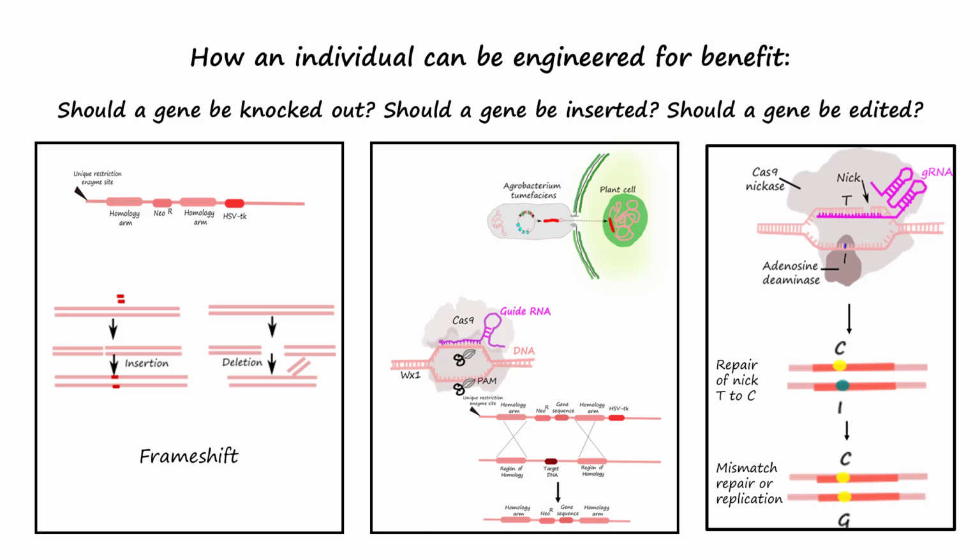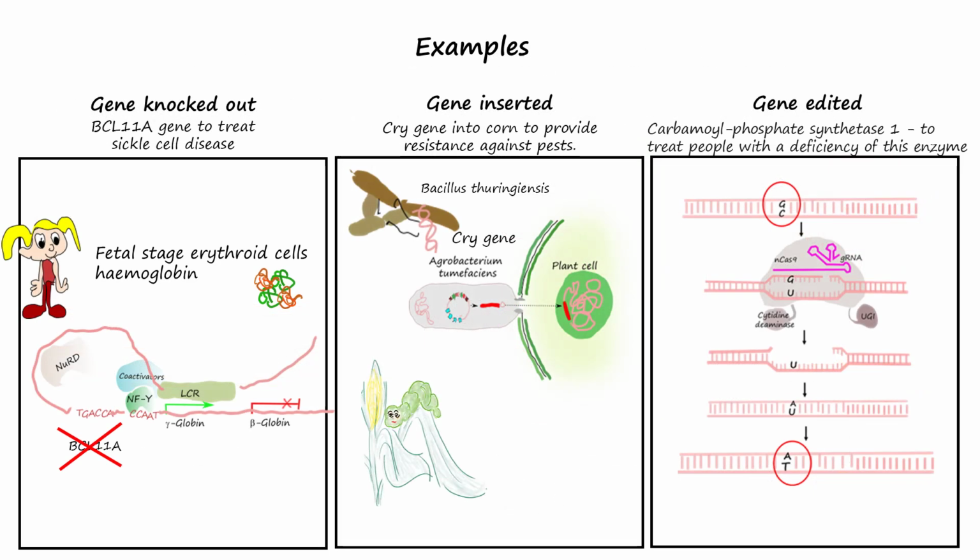Should a gene be knocked out? Should a gene be inserted? Or should a gene be edited? For example, the BCL11A gene was knocked out to treat sickle cell disease, enabling the fetal gamma chain of hemoglobin to be expressed instead of the beta chain of adult hemoglobin in individuals post-birth.